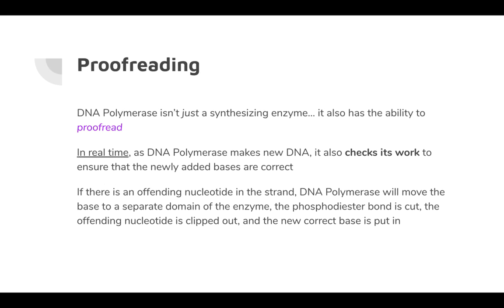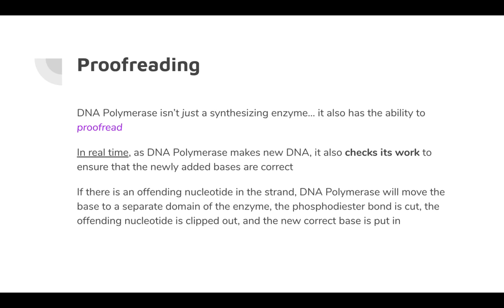The key about DNA polymerase now is it can do this thing called proofreading. It's not just a synthesizing enzyme, it has the ability to check its work in real time. So as it's synthesizing bases 5' to 3', it's proofreading 3' to 5'. It's checking its work to make sure it's putting the correct bases in. Let's say it caught its own mistake.